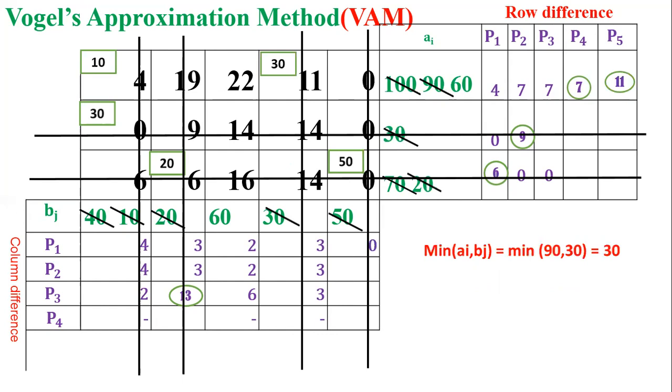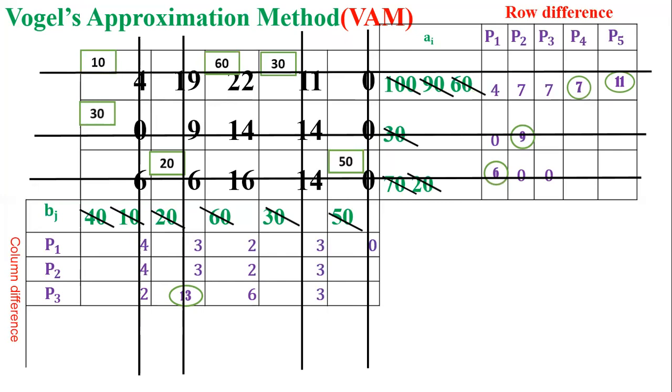The balance is 22. We have 60, 60 equal Ai, Bj. You have to allocate that place. So you have to strike out: 60 minus 60 is 0, 60 minus 60 is 0. You have to strike out both row wise and column wise. All supply and demand values are fully allocated.